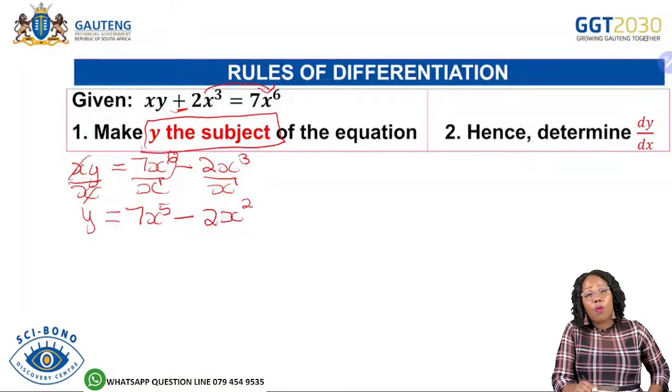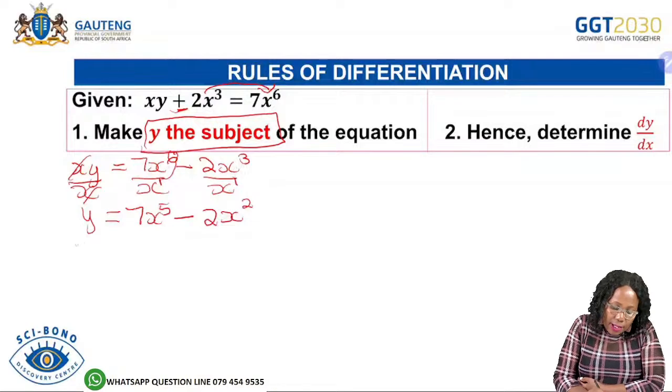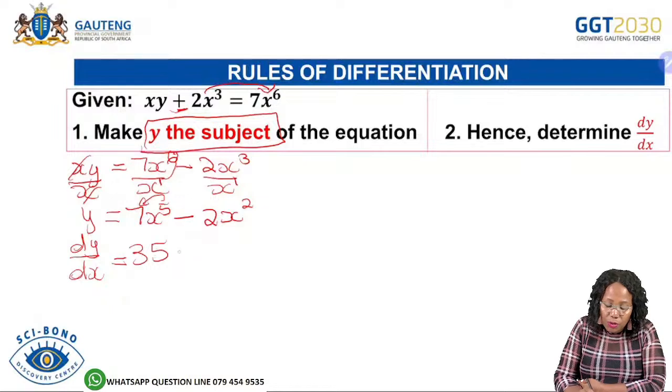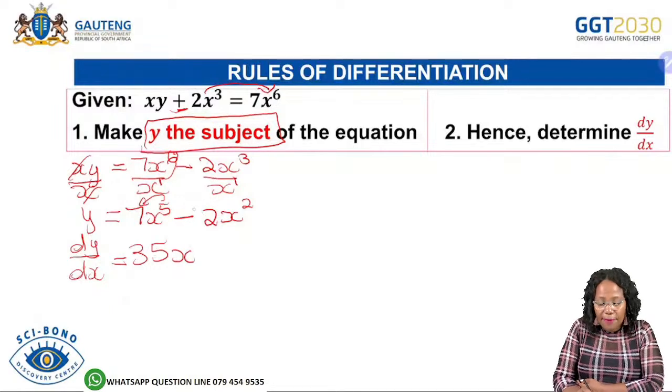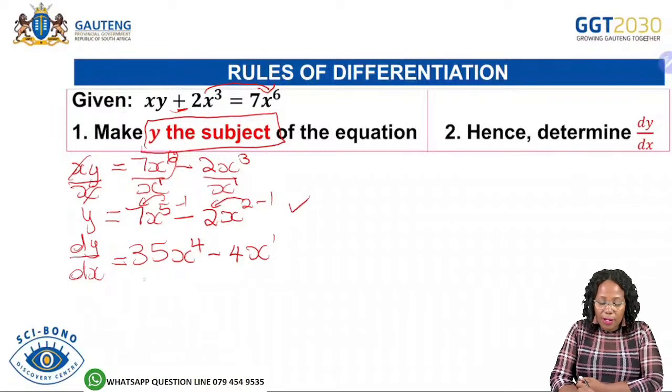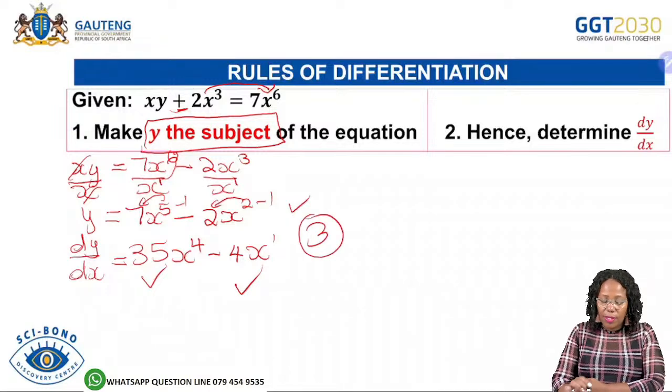Happy grade 12, now y equals to, we can now apply the rules. Notation will be dy/dx. 5 times 7 will be 35. Please use your calculator. x to the power 5 minus 1 is 4. The next term is 2 times minus 2, which is minus 4. x, subtract 1, is to the power 1. Therefore, it will be 1 mark for simplifying, 1 mark for the first derivative, and third mark for that one.